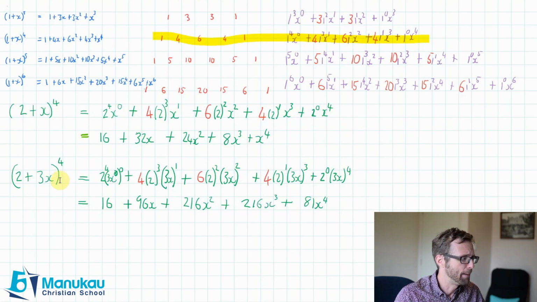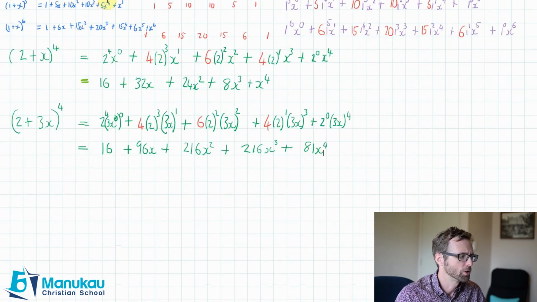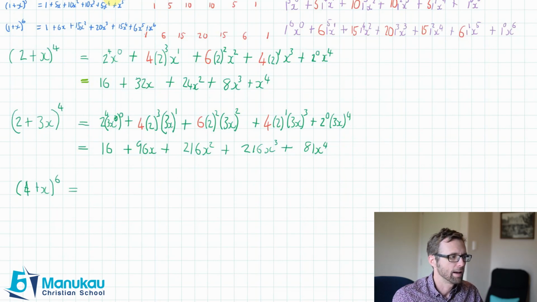Okay, the last thing we're going to do is, I'll just scroll down a little bit further, and we are going to do question 3. And in question 3 from your text, you need to find the last 3 terms of 4 plus x. The last 3 terms. Now, how are we going to find the last 3 terms?